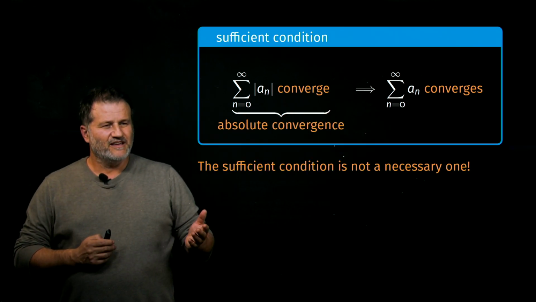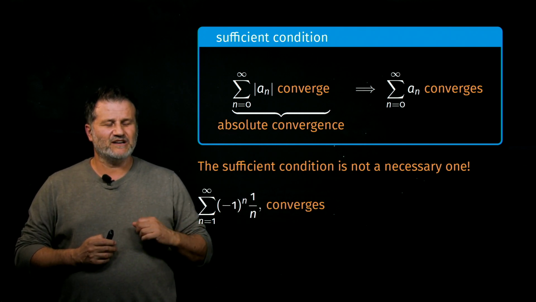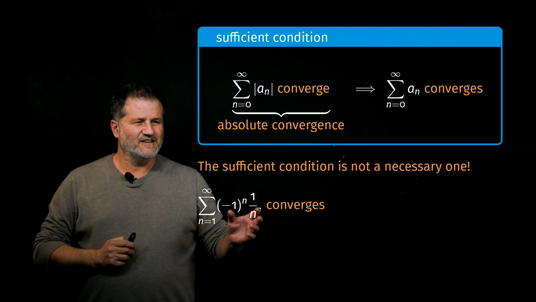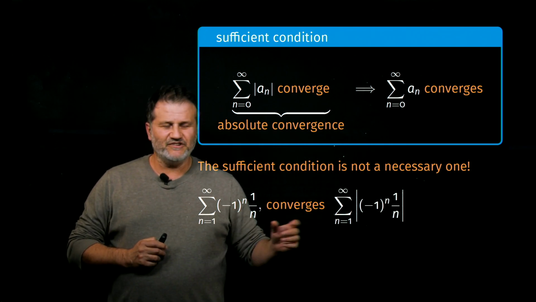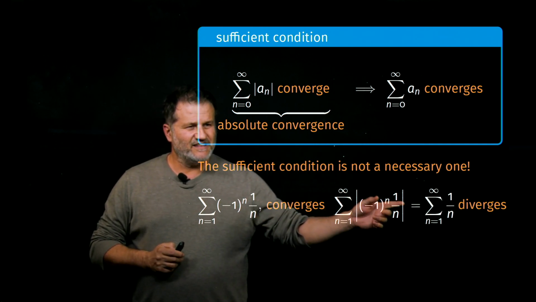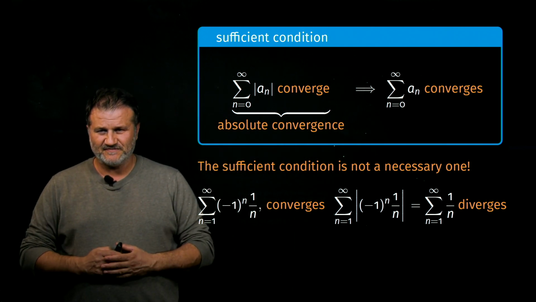For example, if you take the logarithmic series sum of -1 to n times 1 over n, as we know this is convergent because of the Leibniz test, but it is not absolutely convergent because when we take the series of the absolute values, we have the harmonic series sum of 1 over n, which is divergent.